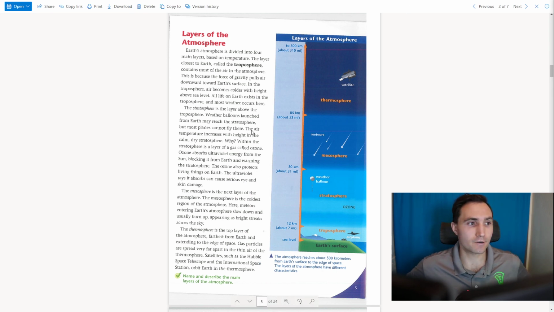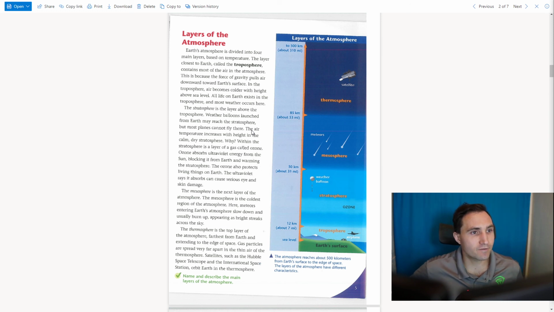Layers of the atmosphere. So Earth's atmosphere is divided into main layers based on temperature. The layer closest to the Earth, called the troposphere, right here's the troposphere, contains most of the air in the atmosphere. This is because the force of gravity pulls the air downward towards Earth's surface. In the troposphere, air becomes colder with height above sea level. So that's why when you go on a mountain, the air feels chillier. All life on Earth exists in the troposphere, and most weather occurs here.